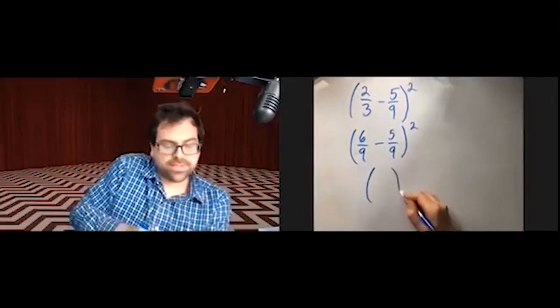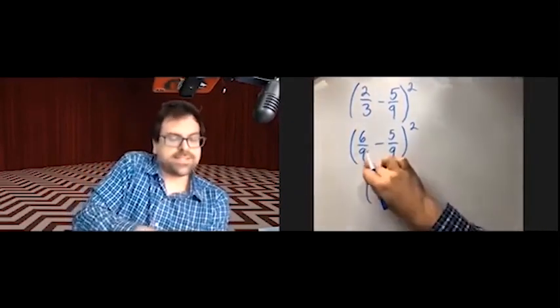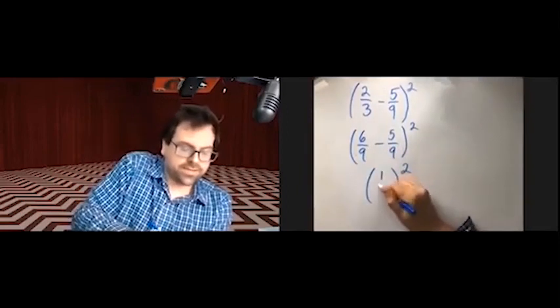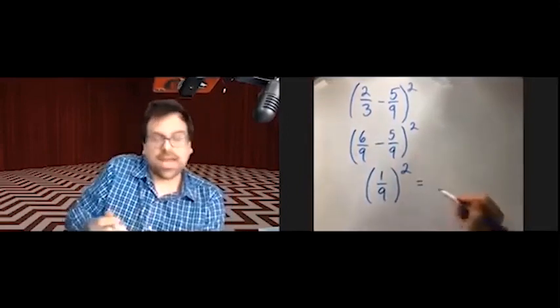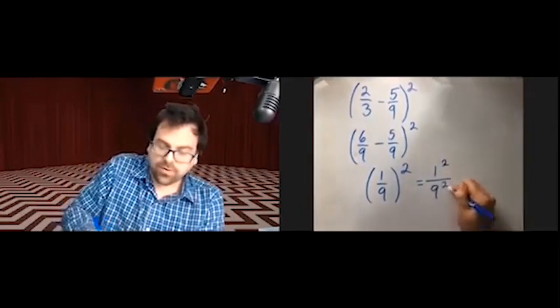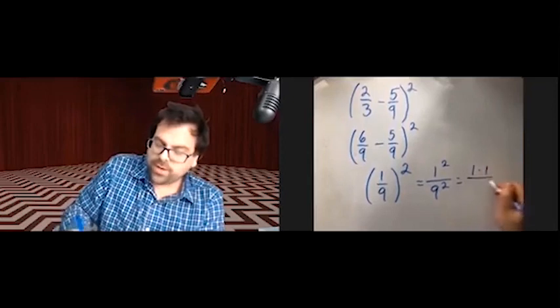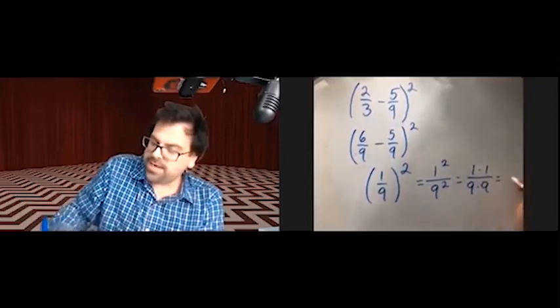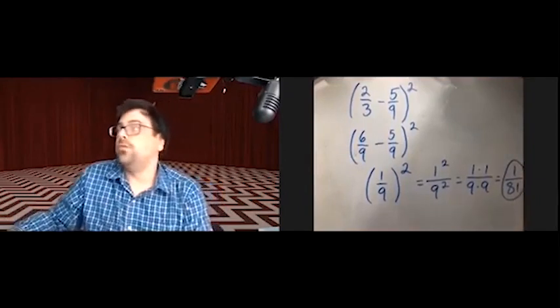Continuing in the parentheses, 6/9 minus 5/9 is 1/9, and now we're squaring the 1/9. 1 squared over 9 squared. That's 1 times 1 over 9 times 9. Our final answer, 1 over 81.